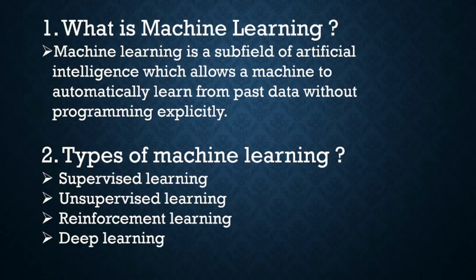Question number 2. Types of machine learning. It has a total of 4 types. First one is supervised learning, second one is unsupervised learning, third one is reinforcement learning, and the last one is deep learning.